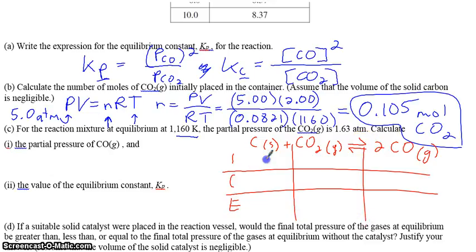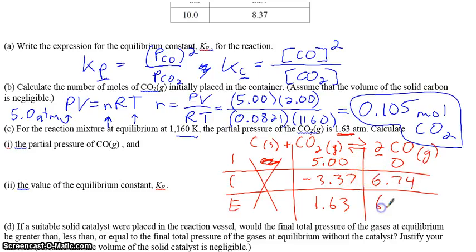If we set up the ICE box, we're told that initially we have some solid carbon, so this is solid, and we won't care about the solid. It won't go into the equilibrium constant. But the CO2 is given to us as 5.00 and nothing of the CO. So as we reach equilibrium, notice it says we have 1.63 atmospheres of CO2. So this number right here is 1.63. Because we have that, we can figure the rest of it out. We must have lost, if you take the difference between these two, 3.37. We must have gained twice as much, so double this and you get 6.74, which means 6.74 would be the equilibrium pressure of carbon monoxide.